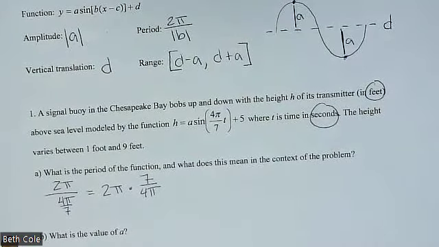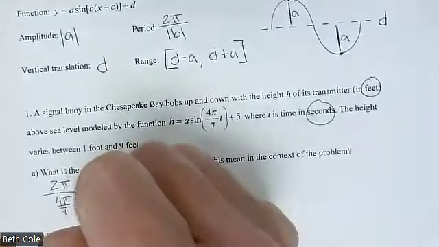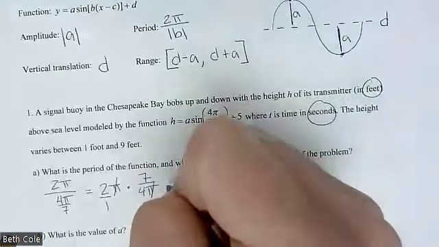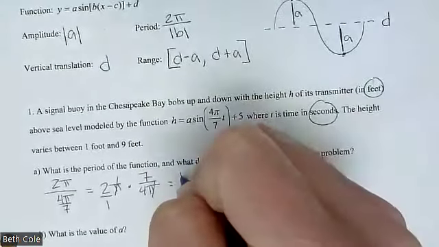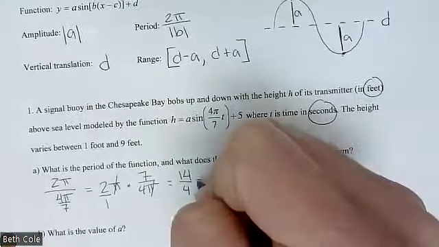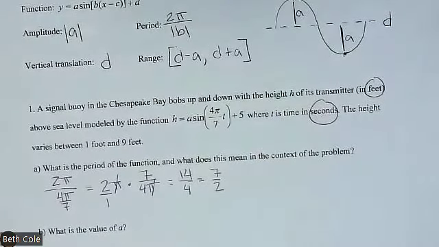Which is good because what happens to the pi's? They cancel. And then we're just going to multiply these. If you want to put the 2 over 1, if that helps you, you can do that. Just multiply the numerators and multiply the denominators. What do you get? 14 over 4, which would be 7 over 2. All right, so there, we found it. We got a numeric answer.